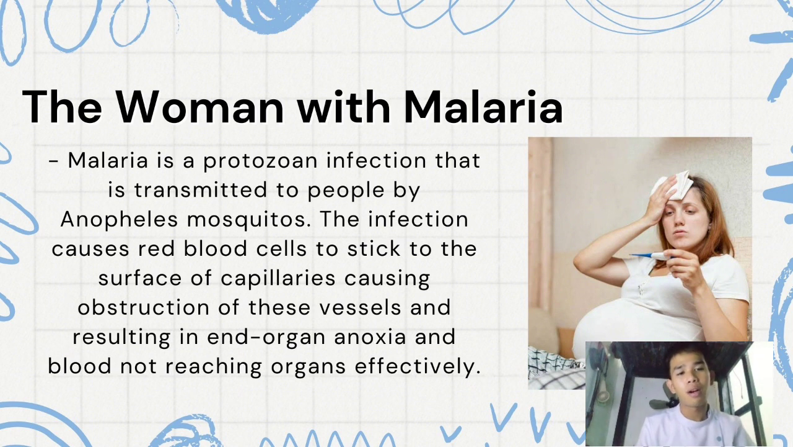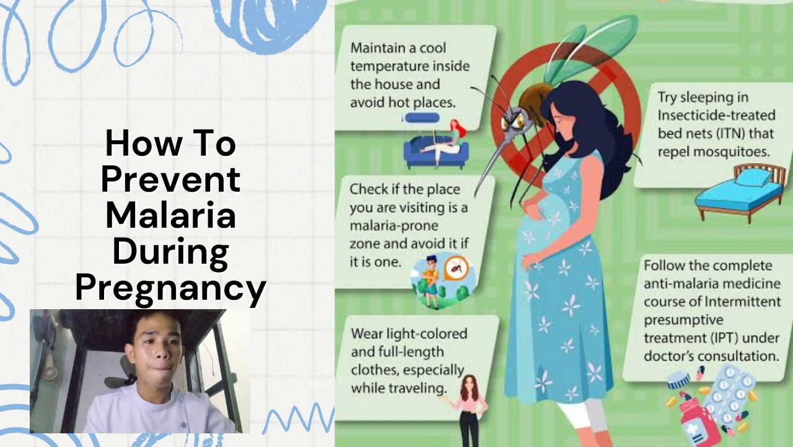So the next type of the common hematologic disorders in pregnancy is the woman with malaria. Malaria is a protozoan infection that is transmitted to people by Anopheles mosquitoes. The infection causes red blood cells to stick to the surface of capillaries, causing obstruction of these blood vessels and resulting in end organ anoxia and blood not reaching organs effectively.